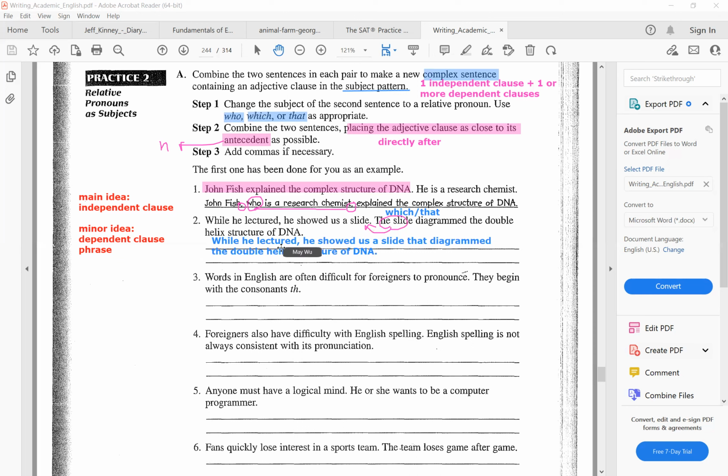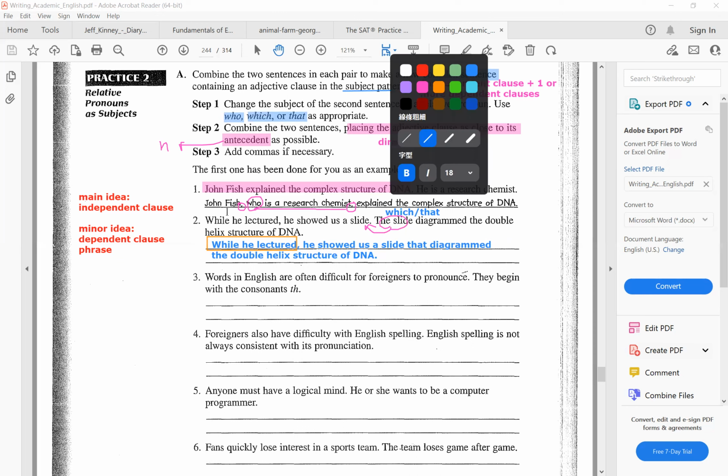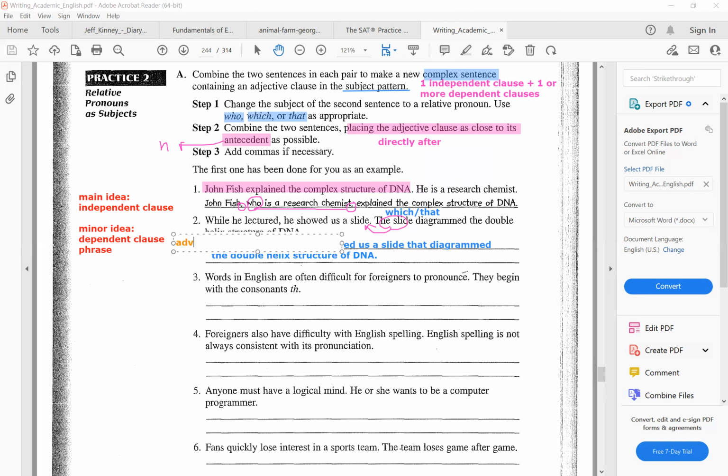So this is not the focus of today's lesson, but you can see in this complex sentence, we actually have 2 dependent clauses. The first one with the subordinator while, this is actually our adverbial clause. All right. So adverbial clauses, I think that's in chapter 13.